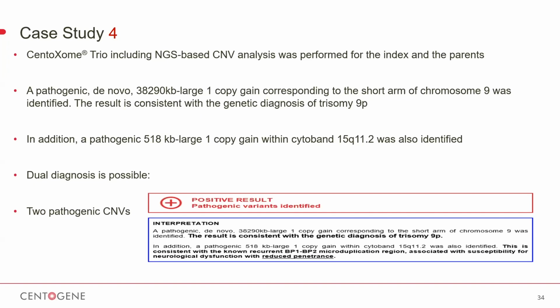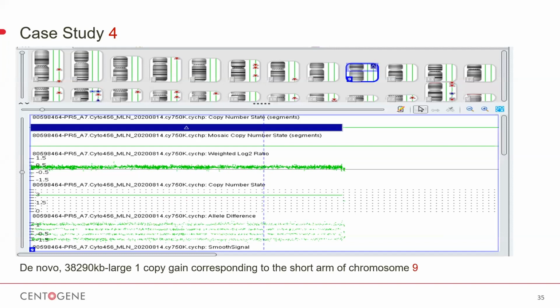The first is a de novo variant, not segregating in the parents, about 38 to 190 kilobase pair, corresponding to the short arm of chromosome 9, and this was consistent with the genetic diagnosis of trisomy 9p. In addition, another copy gain, about 518 kilobase pair, corresponding to the long arm of chromosome 15, band 11 subband 2, was also identified. Dual duplications were detected through the whole exome, and the confirmation, given the large size, was done via microarray.